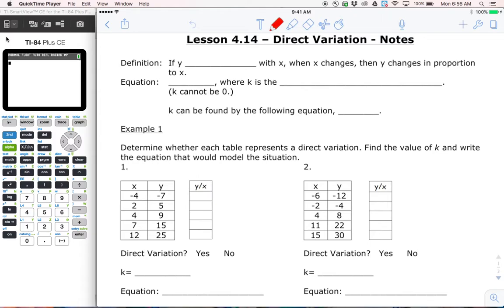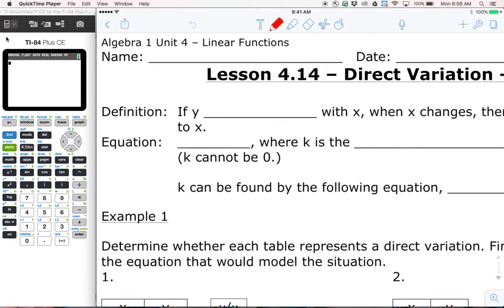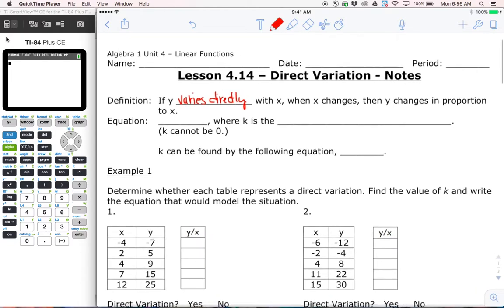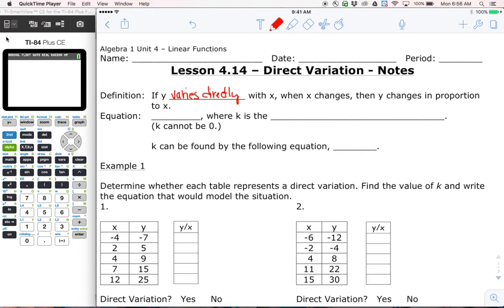Lesson 4.14, Direct Variation. So today's lesson is all about direct variation, which is really just a fancy way to talk about proportions. First of all, if we want to look at the actual definition here, we're going to say if y varies directly with x, when x changes, the y changes in proportion to x, right? I mentioned just a second ago, this is really just talking about proportions.